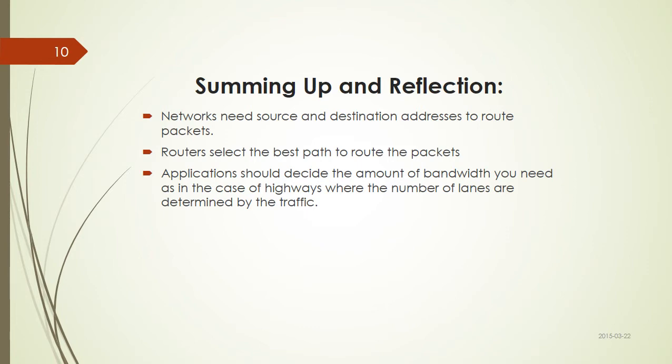To sum up what we learned here, essentially every packet has to have a source and destination address that allows the packet to be routed to its correct destination. Routers select the best path depending on whether the route is available or not, and the type of link or connections that you would use is really dependent on the amount of traffic that you expect to transfer. So it's dependent on the application, as you would expect on a highway, where the number of lanes is determined by the amount of traffic that goes through.